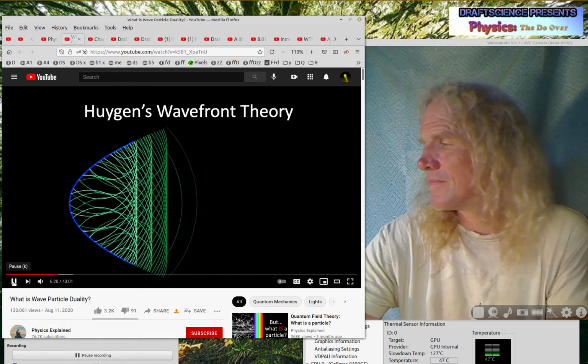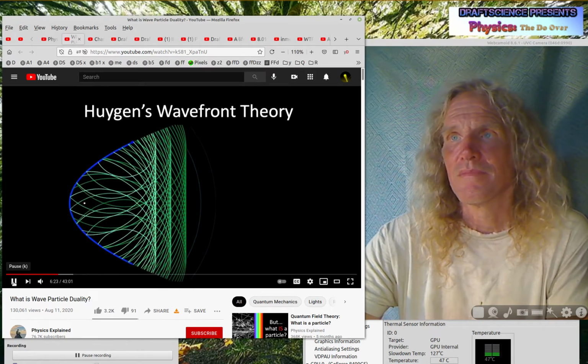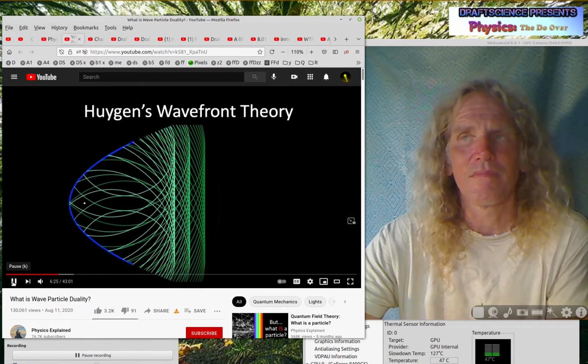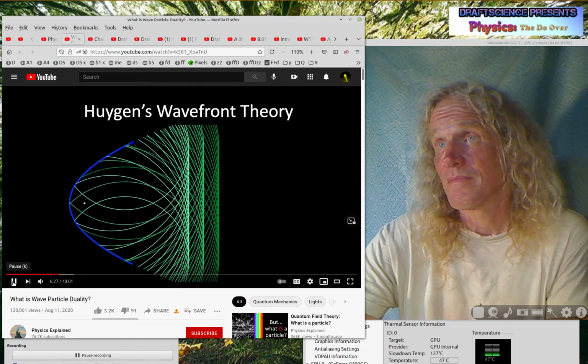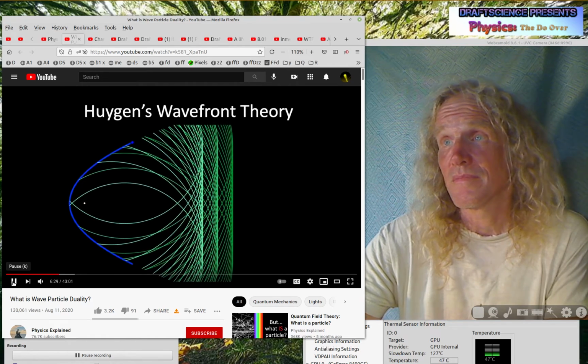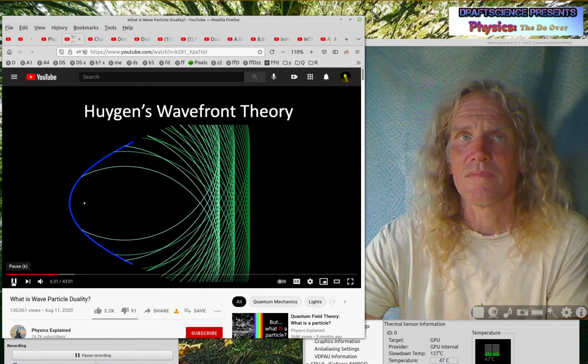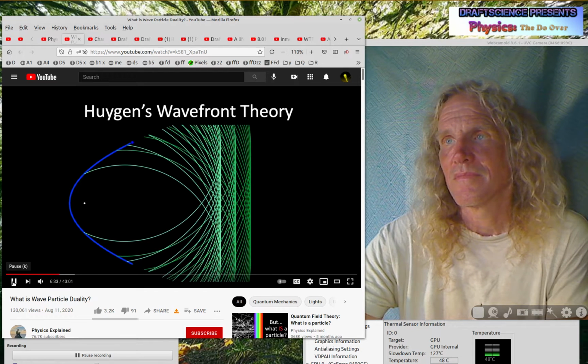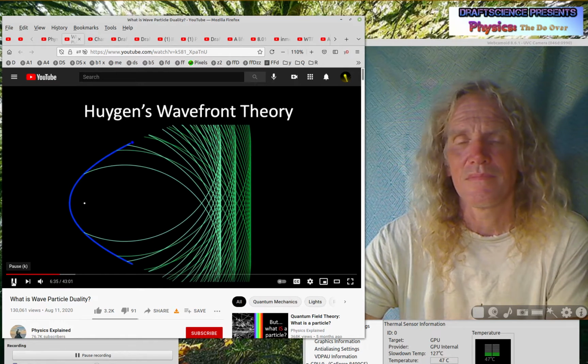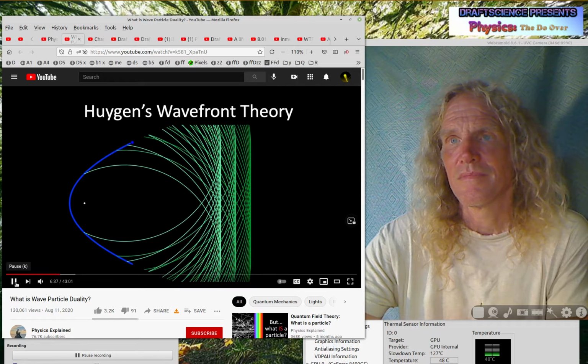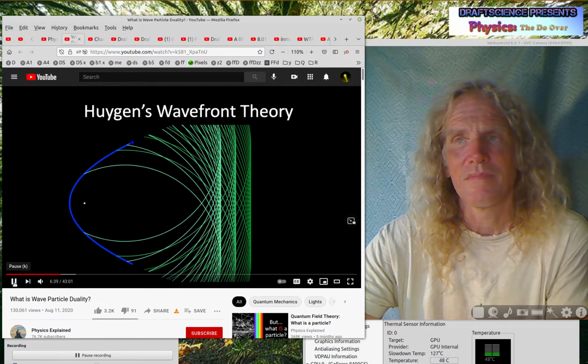These wavelets then combine to form a new wavefront. Using the idea of wavefronts, not only was Huygens able to explain the reflection and refraction properties of light, he was also able to explain the diffraction or spreading out of light. Despite the success of Huygens' theory, the particle theory of light reigned supreme for over 150 years.